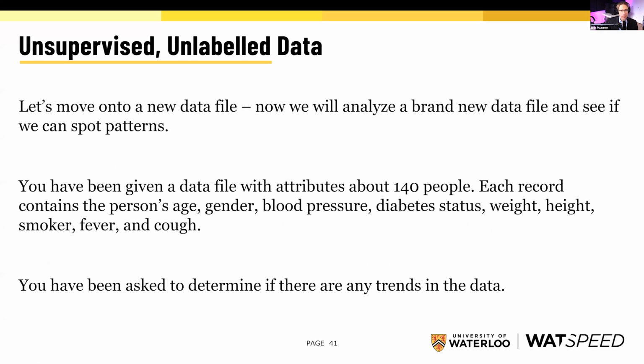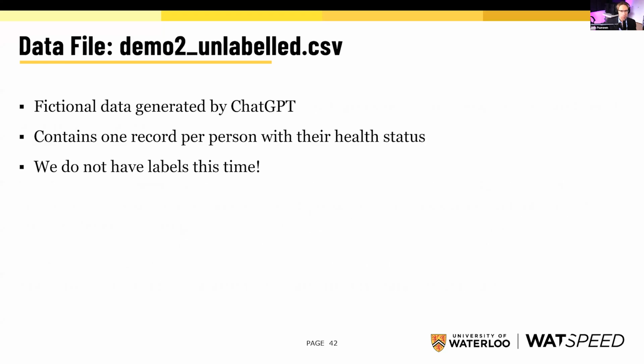This data file has attributes of 140 people. Their record contains their age, gender, blood pressure, diabetes status, weight, height, smoker, fever, and whether they have a cough. We have been asked to determine if there are any trends in the data. The data file is demo2 unlabeled.csv, again available on the GitHub. This is a fictional data file generated by ChatGPT. Our great friend ChatGPT rears his head once again.